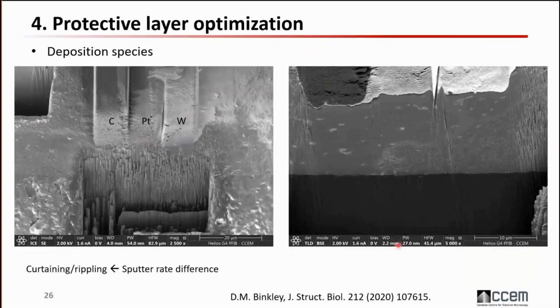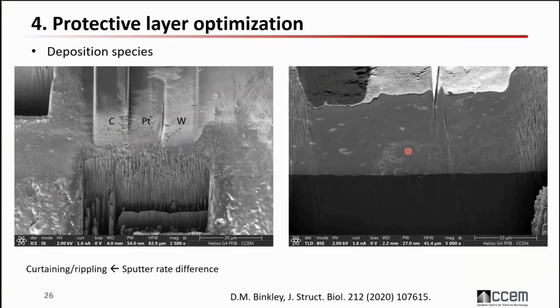Another effect we need to take into account is the curtaining or rippling in your sample when you look at the cross-section, especially if you want to do some 3D tomography on it. Here is an example of a bone sample. As you can see, we have deposited carbon, platinum, and tungsten on the surface, and we try to do a mini tomo on it to compare the cleanliness of the cross-section. Here we see with the carbon, we have a very clean cross-section.